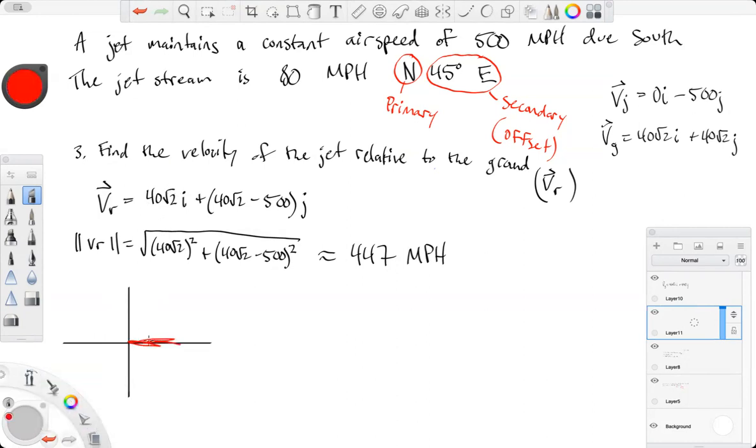So I'm just going to sketch that over here. 40 root 2 is going to look... that's too crazy. I'm just going to sketch this like this. So yeah, boom, there it is. And I'm just going to label that 40 root 2.